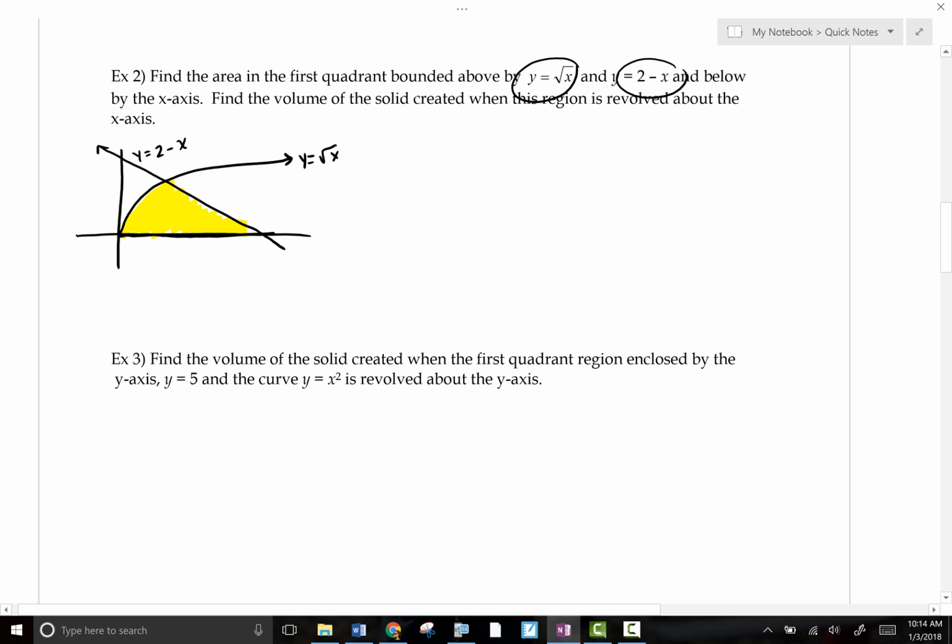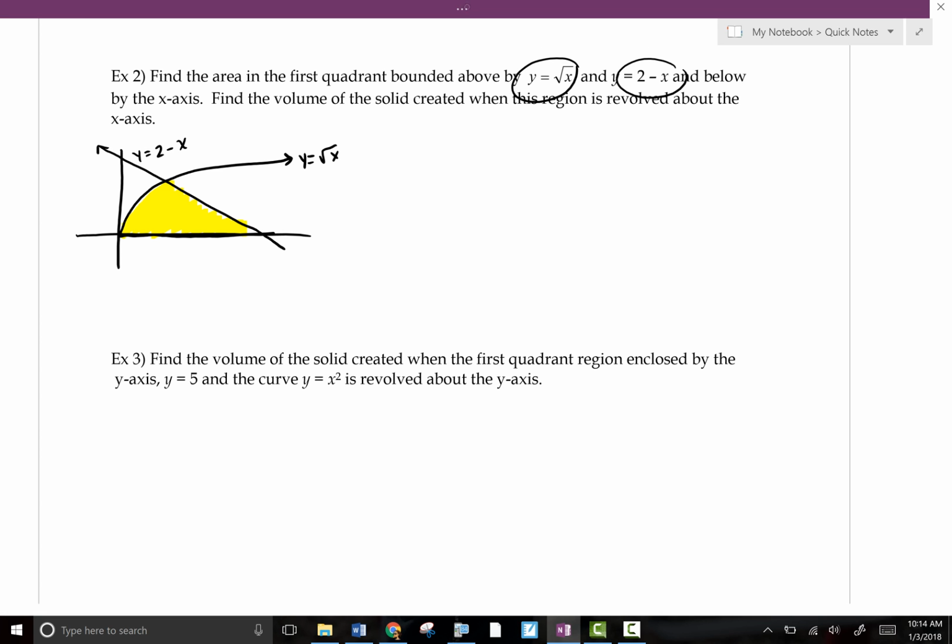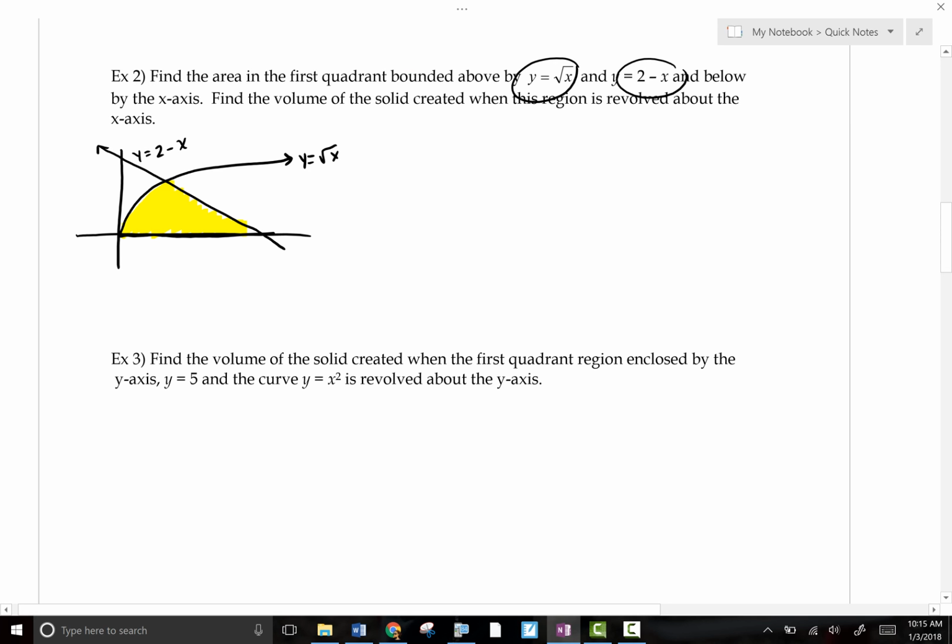Okay, so there's my region. It says find the area and then find the volume. Okay, so I've got to find the area first. If I want to find the area, I really need to know where these things cross, because I'm going to section this into two parts.